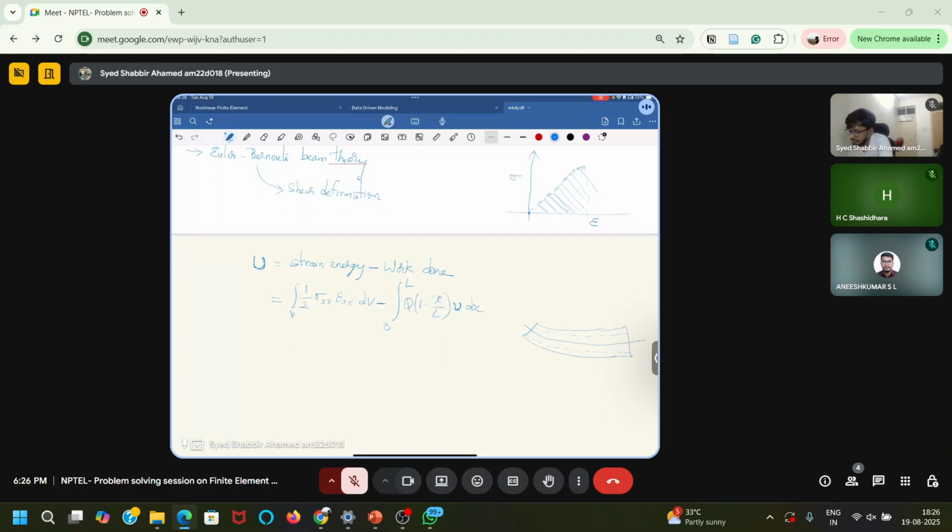Now, because the beam has a constant cross section, which means this cross section of the beam is constant throughout the length. Okay, this shaded part is constant, right?